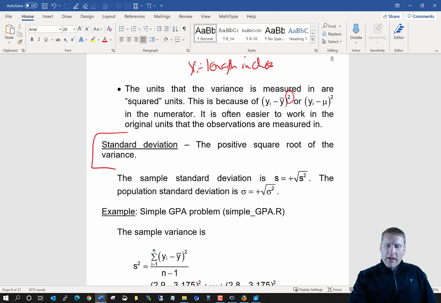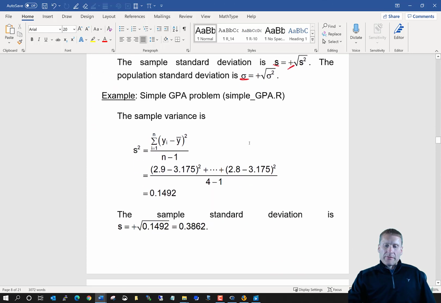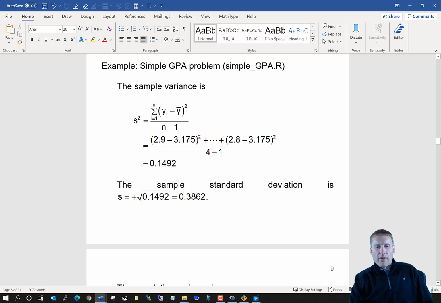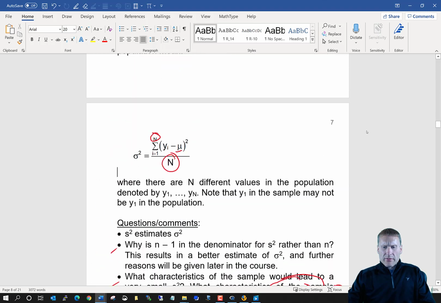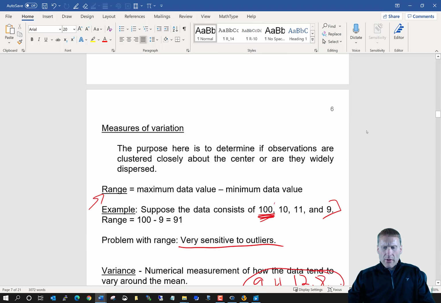So the sample standard deviation, which we're going to simply denote as S, is the positive square root of S squared. The population standard deviation is going to be denoted as sigma. It's the positive square root of sigma squared. So let's take a look at another example. This is a simple GPA problem again. Let's simply calculate this sample variance. Let me actually get what the original sample values were. Hold on a second.